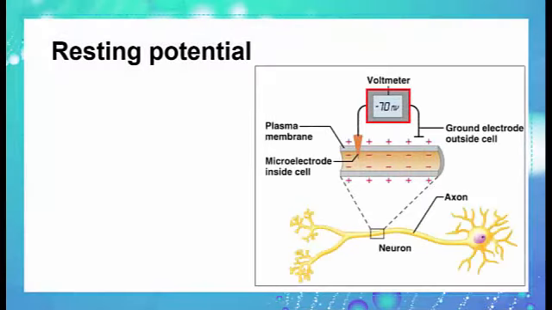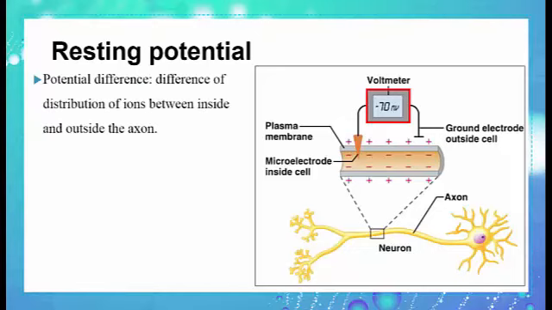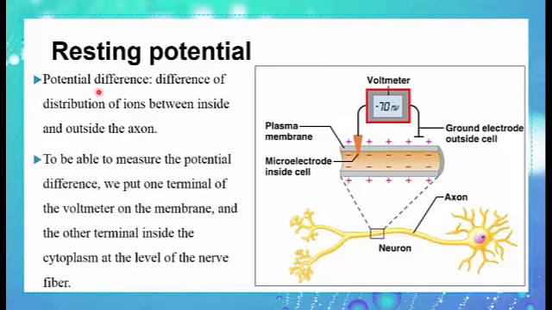What is the value of resting potential? First of all, the potential difference, or PD, is the difference of distribution of ions between inside and outside the axon, like we studied it in physics. To be able to measure the potential difference, observe the figure. We have to measure the potential difference in an axon.